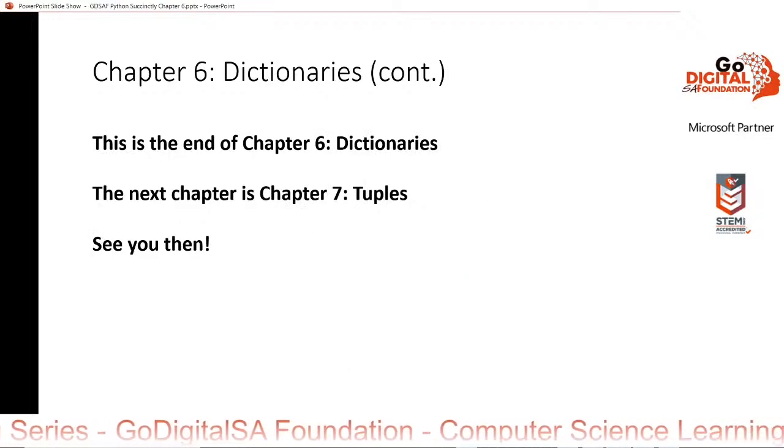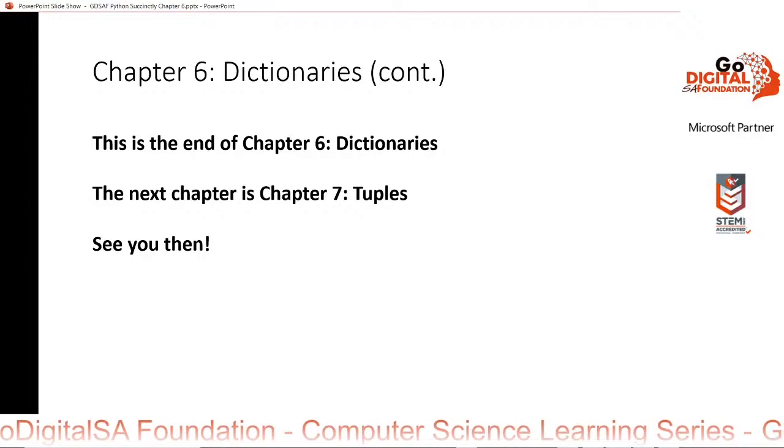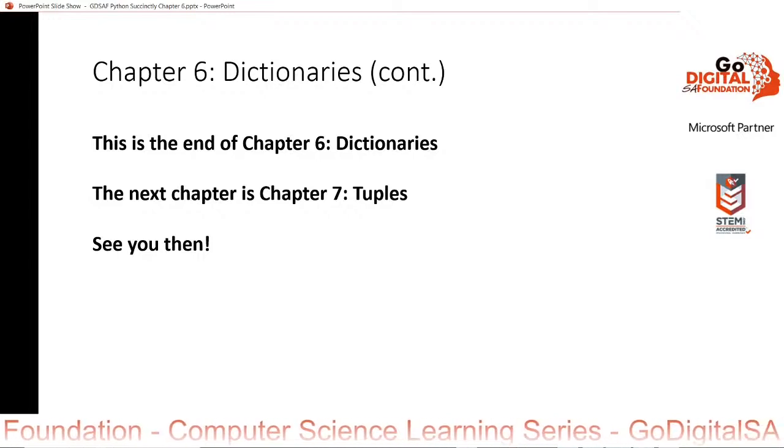This is the end of chapter 6, dictionaries, and the next chapter is chapter 7, tuples. So we'll see you then.